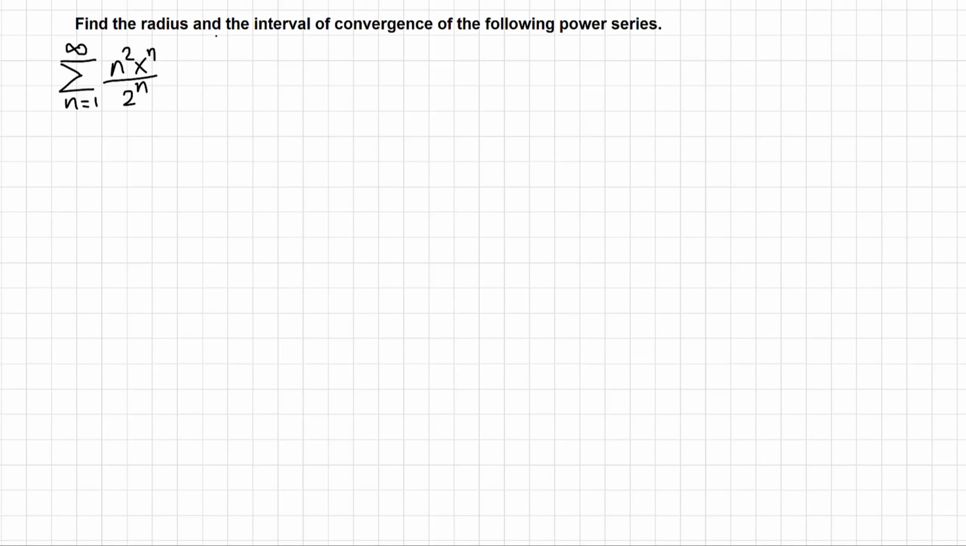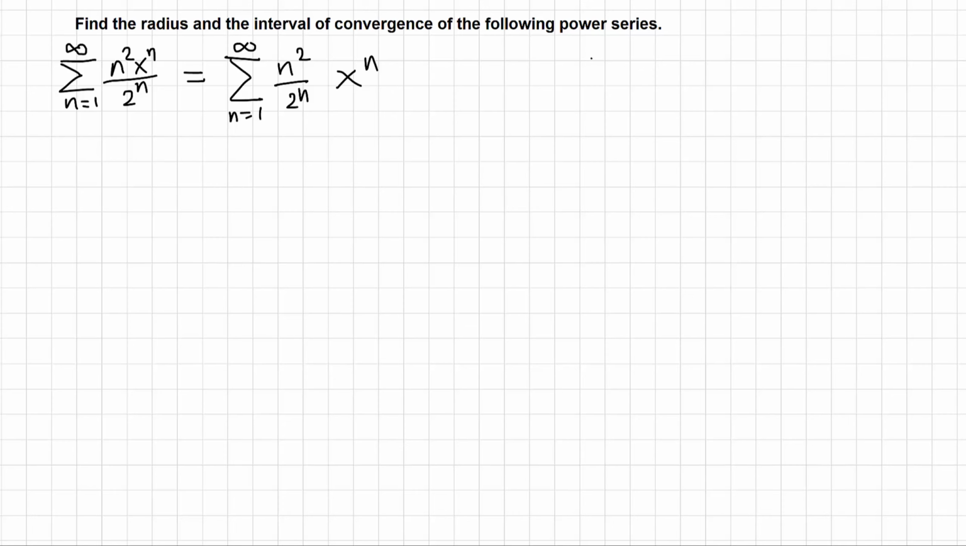Find the radius and the interval of convergence of the following power series. So we have the sum from n equals 1 through infinity of n squared x^n over 2^n. We can rewrite this by writing x separately, as x to the n, and the coefficient is simply n squared over 2^n, where n goes from 1 through infinity. Okay, this is 2 raised to n.